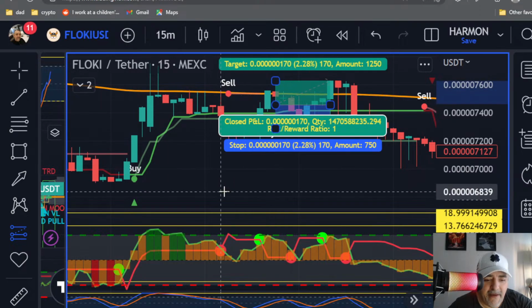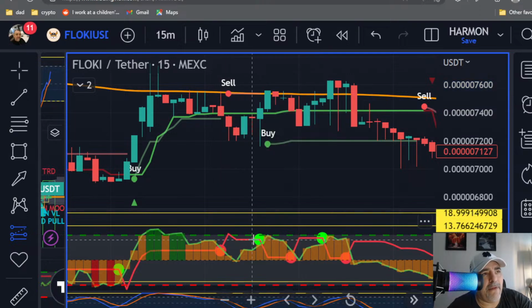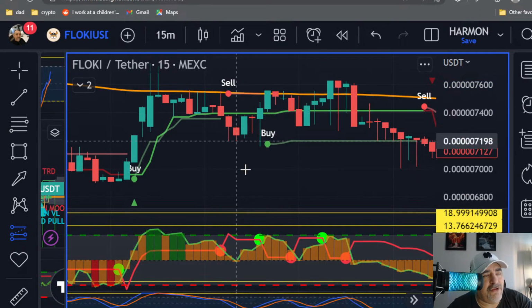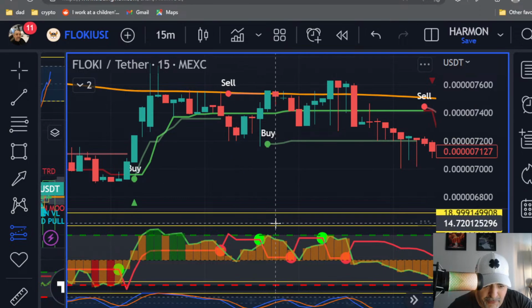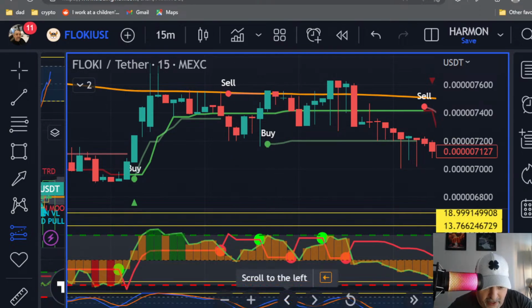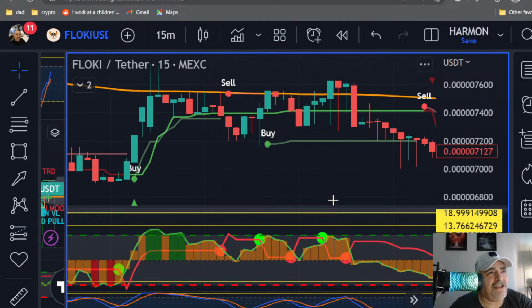2%. What do we have? Okay. Retrace. We have trend, moon, buy. 2%. Trend, moon, buy. 1.5%. Holding strong on its information.